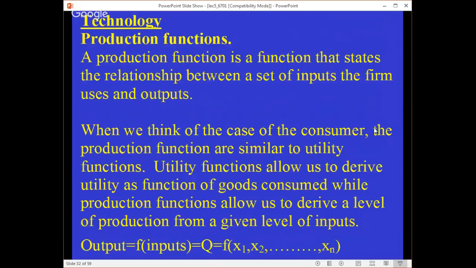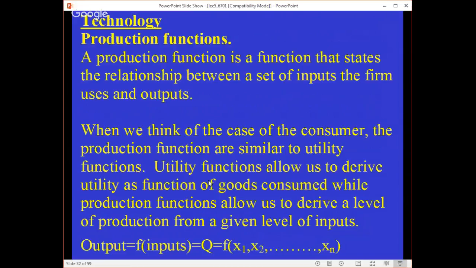In the case of the consumer, like I said, we have the utility function, and production functions are going to be similar to utility functions. In fact, they're going to have a lot of the same characteristics that we talked about, like diminishing marginal returns. Instead of diminishing marginal utility, we are going to have diminishing marginal product. Instead of diminishing marginal rates of substitution, we're going to have something known as diminishing marginal rates of technical substitution. Graphically, mathematically, it's pretty much the same.